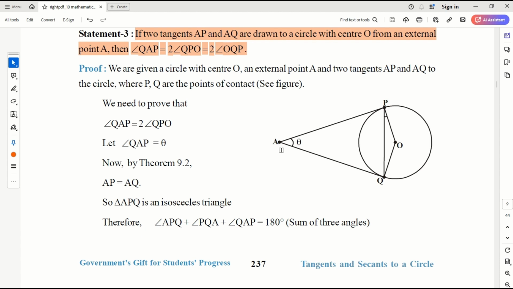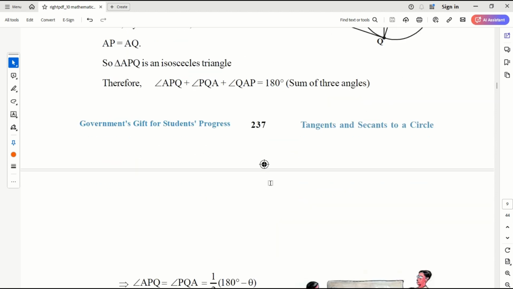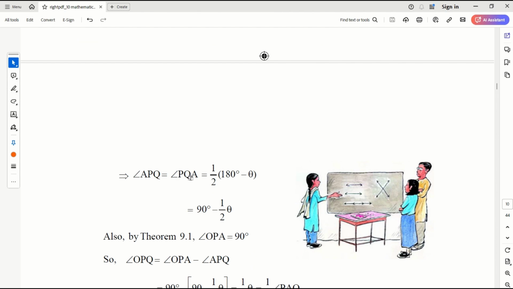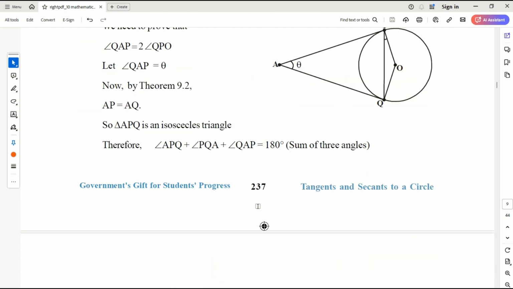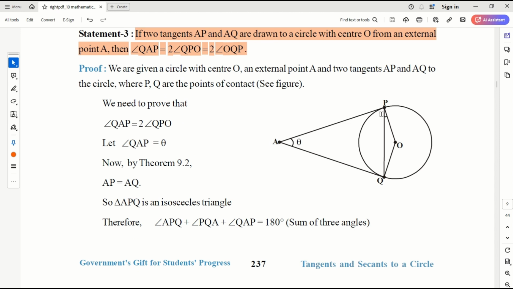Another way to do it: you see the triangle APQ. APQ is an isosceles triangle because AP equals AQ. So angle P equals angle Q, both are the same, correct? And the sum of these three angles is 180 degrees. That is APQ plus PQA plus QAP is 180 degrees. But these two angles are the same, so each of those angles is half of 180 minus theta. That is 90 minus theta by 2. Each one is 90 minus theta by 2.